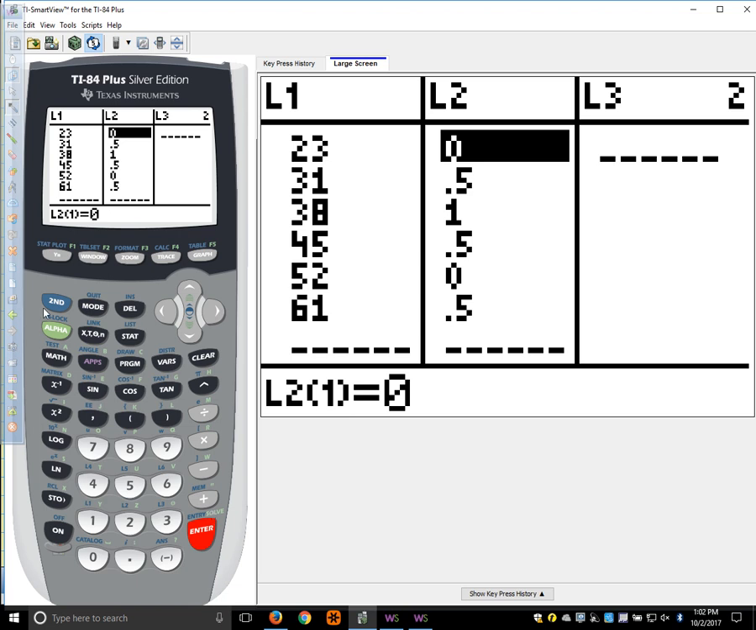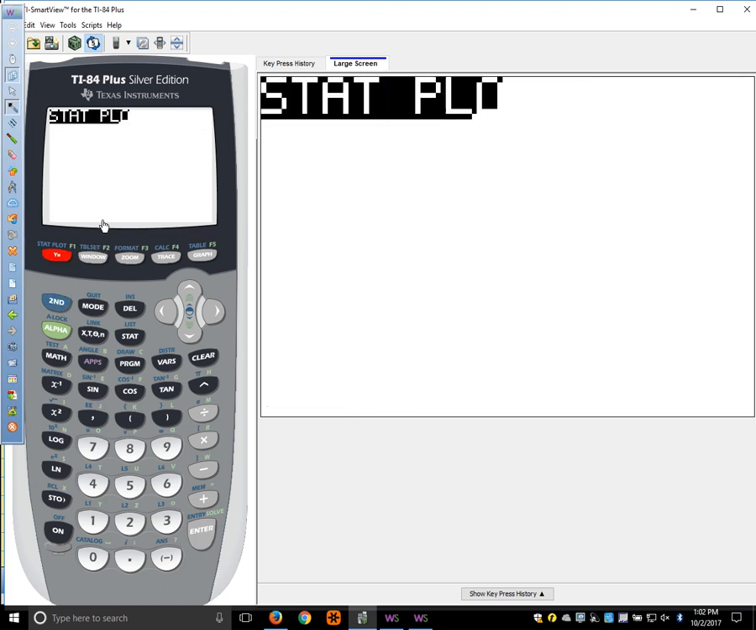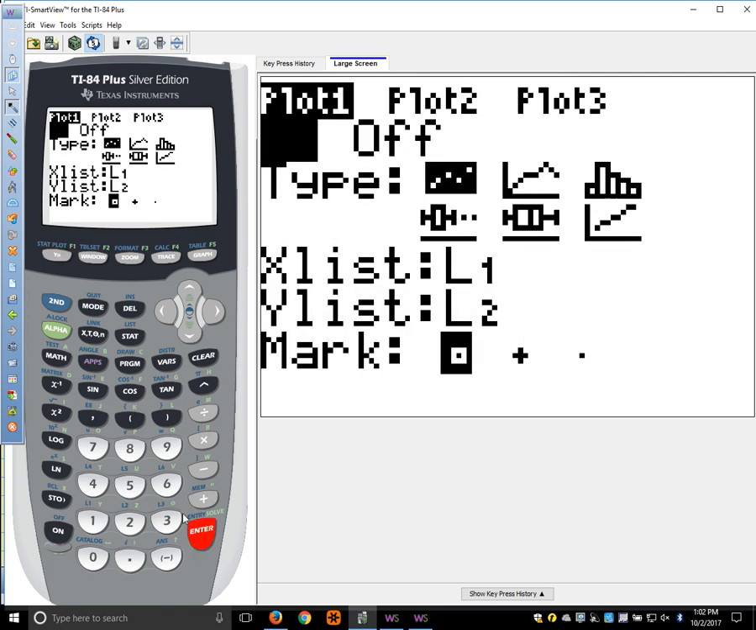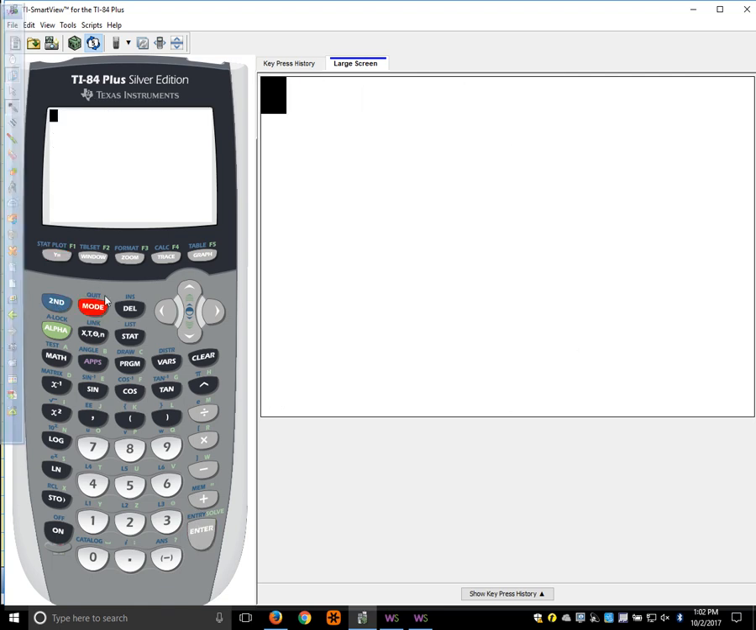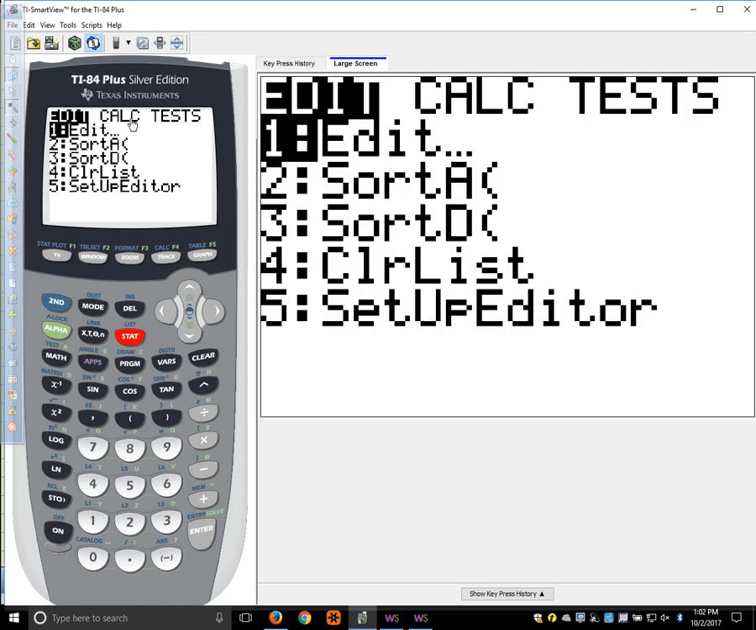All right, so then we go to second stat plot. Turn plot number 1 on. So I just hit enter. This is on. And then we're going to go back to our stat menu, and we're going to calculate. Oh, no, I want to plot these first. So let's graph.